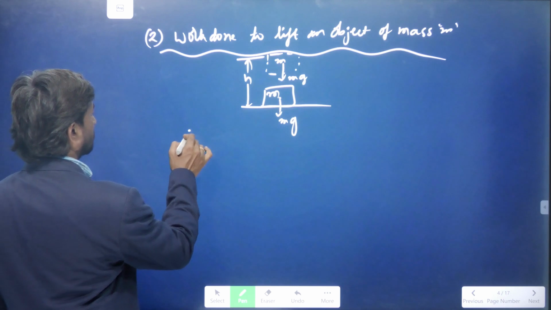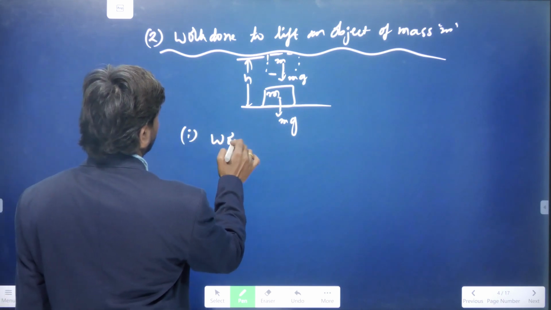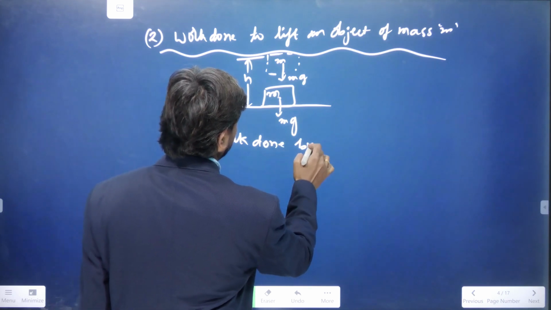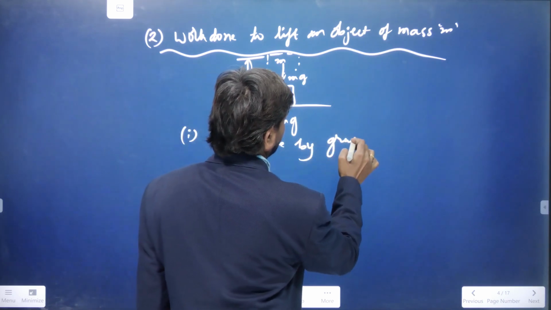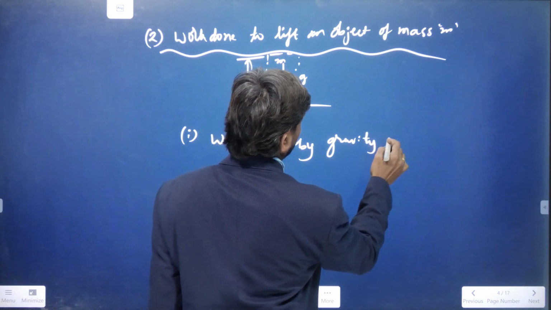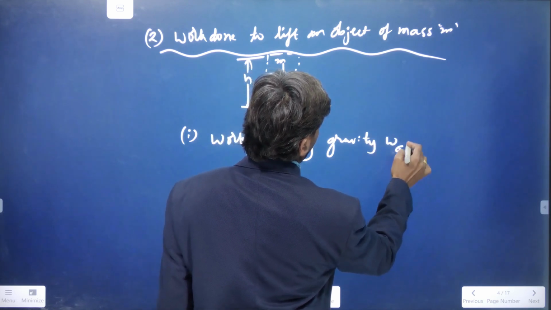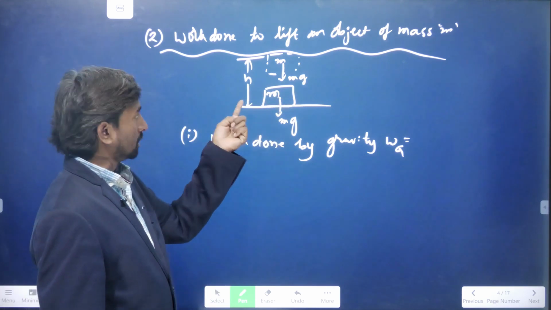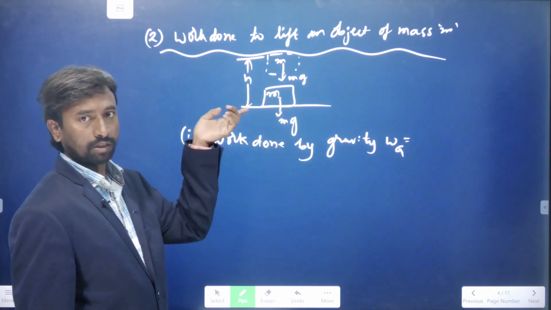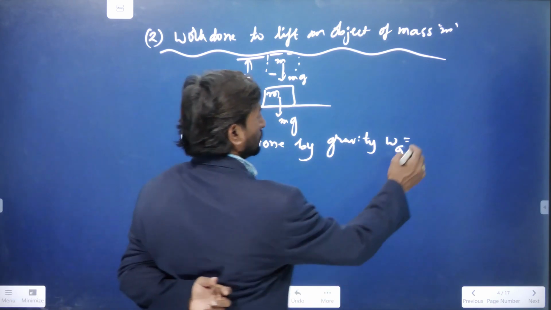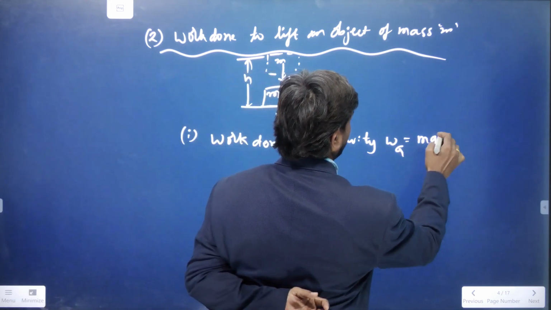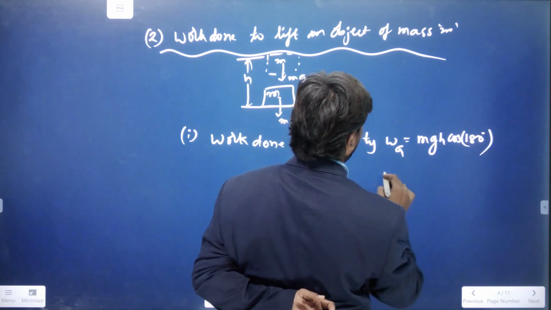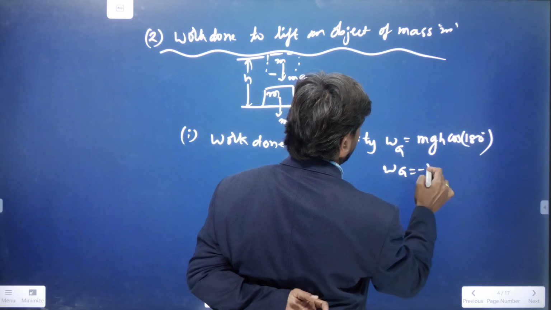The first one is the work done by gravity, which can be given as Wg. The force is acting in the downward direction and the displacement is in the upward direction. So Wg is equal to mg h cos of 180 degrees. So Wg can be written as minus mg h.